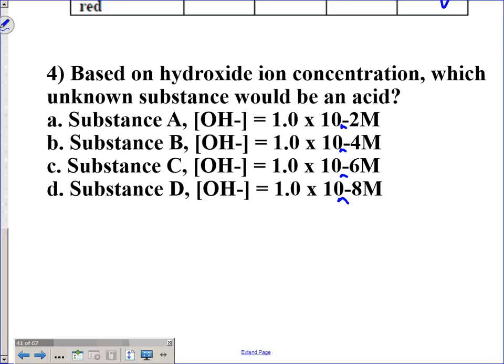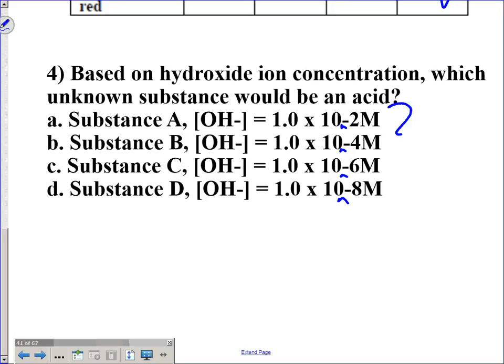All right, so raise your hand if you're ready for number 4. Go ahead, Julian. Tell me what you think. Give me the explanation that goes along with that. 10 to the -8, yeah. So I think E would be the acid because anything with more than 10 to the -7 concentration of hydroxide ions would be basic. And since this is less, that's the only one that doesn't have that amount.